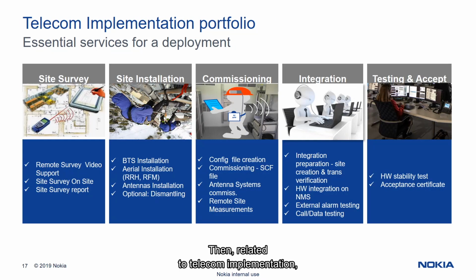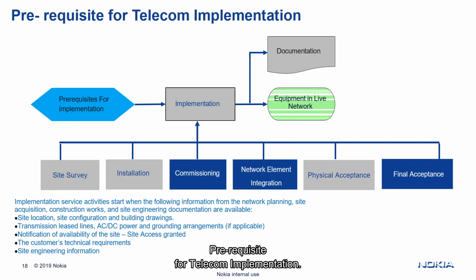Then, related to telecom implementation, we have a site survey, which includes an on-site visit and site survey report, site installation including base station installation, antenna and cabling installation, then commissioning including configuration file creation, commissioning of the base station, and then system commissioning, and so on. Then the integration services include integration preparation, site creation, transmission verification, and hardware integration on NMS. Also, it includes external alarm testing, data, and call testing. Then, testing and acceptance includes a hardware stability test and acceptance certificate.